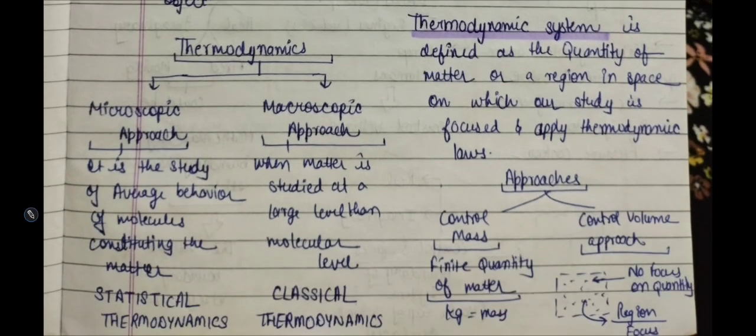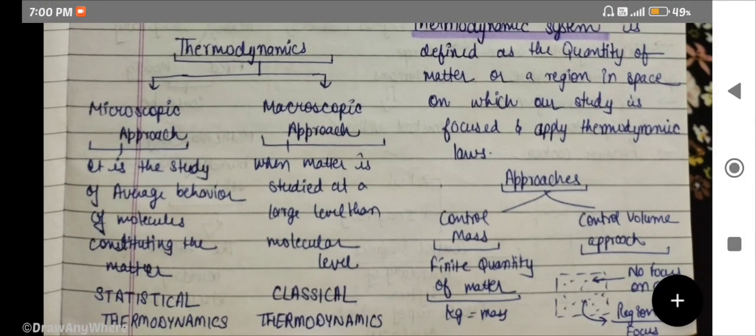Now thermodynamics can be studied using 2 approaches, microscopic and macroscopic. Micro, as the name suggests, is a study of the average behavior of the molecules that make up the matter, like how molecules behave at a molecular level. So it is also known as statistical thermodynamics. Next is the macroscopic approach. When matter is studied at a large level rather than at a molecular level, it is known as classical thermodynamics.